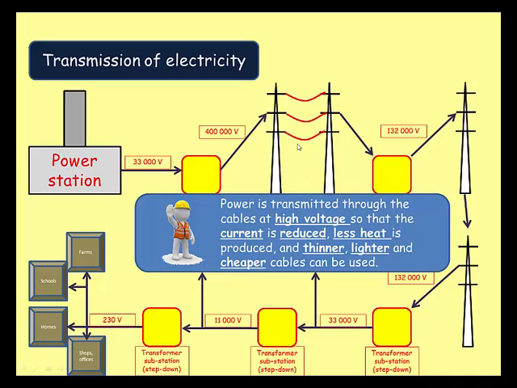Now why do we have such a high voltage? Well, power is transmitted through the cables at high voltage. That means we can have the current low. So high voltage results in the current being reduced. If the current is reduced, there's less heat being lost, and it also means we can use thinner, lighter and cheaper cables. So we're saving energy and saving money by stepping the voltage up to 400,000 for transmission. It then has to be subsequently stepped down using transformers.